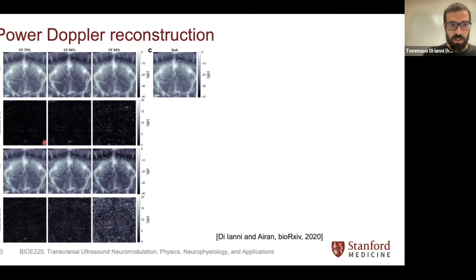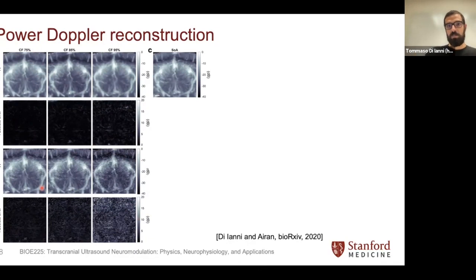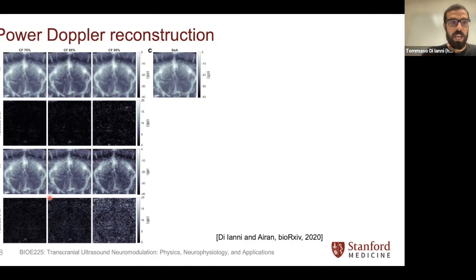And if you look at the absolute error on the bottom plot, it is more visible that we start seeing some errors with the 95% compression factor, but it's still doing a pretty good job in reconstructing the power Doppler images. While with the conventional processing, if we keep the same processing but feed less data to our processing pipeline, you can see that the errors really start to go up quite significantly as we reduce the length of the sequence that we use.